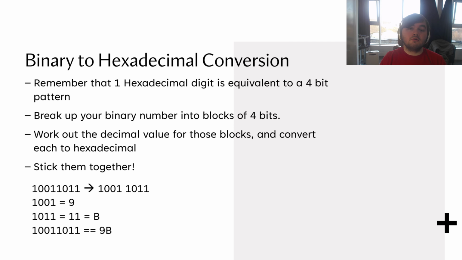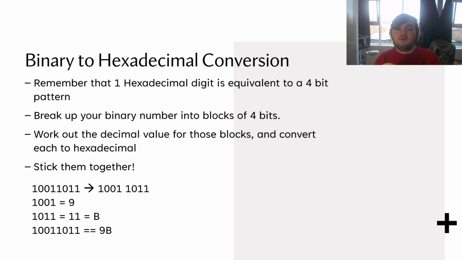Now, as I mentioned before, one hexadecimal digit is equivalent to 4 bits. So what we can do is split a binary number into sets of 4 bits, and then convert each of those into their decimal equivalents. So, 1001 is equal to 8 plus 1, or 9, and 1011 is equal to 8 plus 2 plus 1, or 11. So now we have two numbers, 9 and 11, and we just convert them when necessary to hexadecimal.